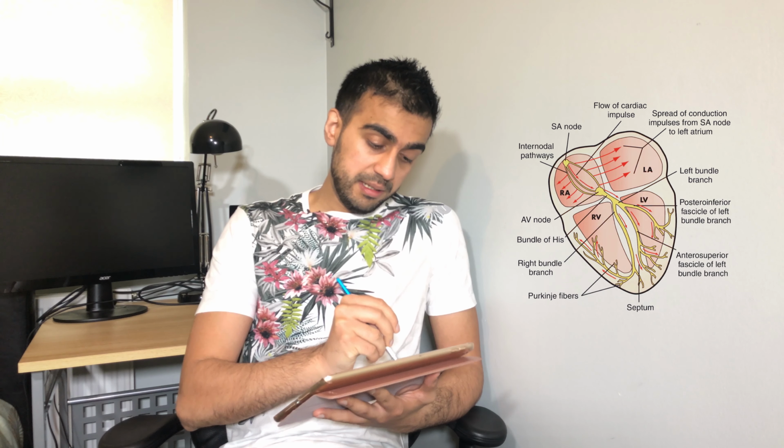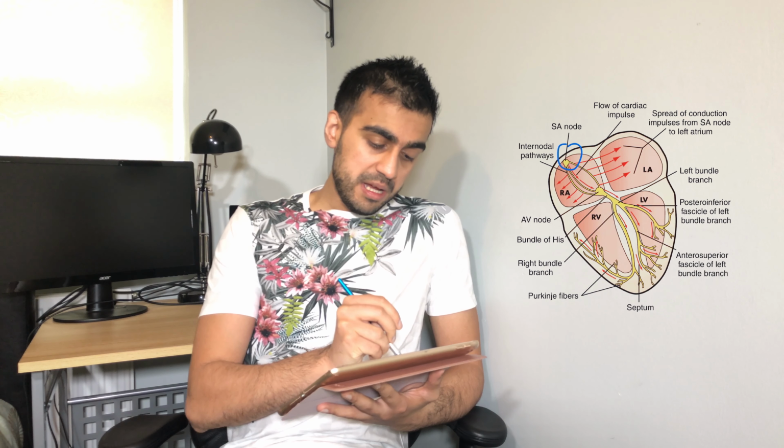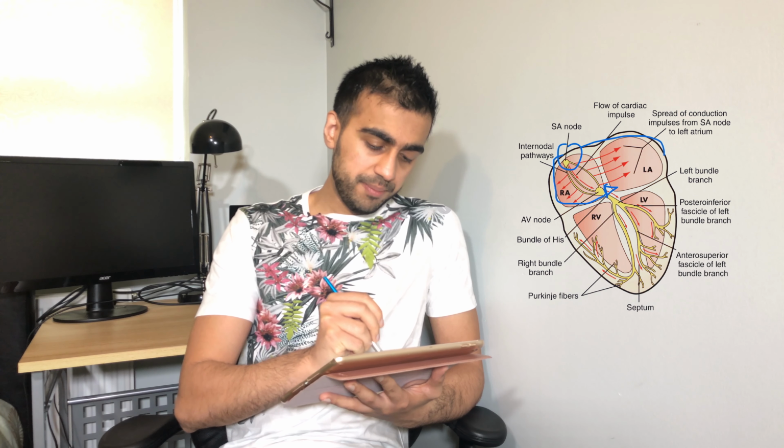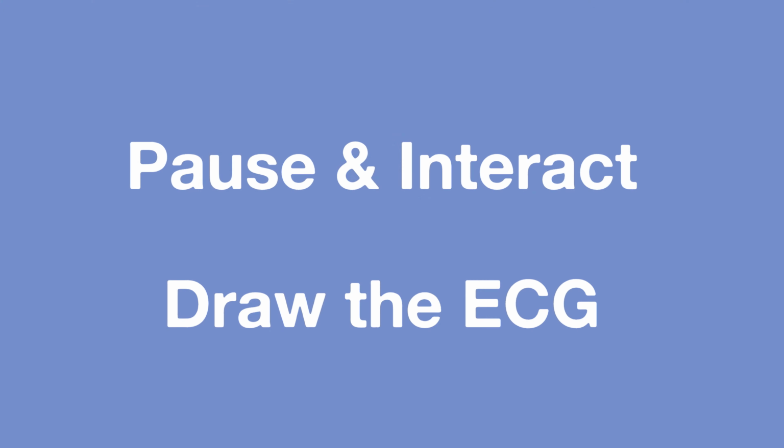Okay, so firstly we're going to talk about first degree heart block, which is the first one but also the most simple. So first degree heart block is where there is a delay between the sinoatrial node and conduction passing through the AV node. So if there's a delay between conduction passing from the sinoatrial node through the AV node, how would that present itself on an ECG? So have a think about it and then I'll show you an example.